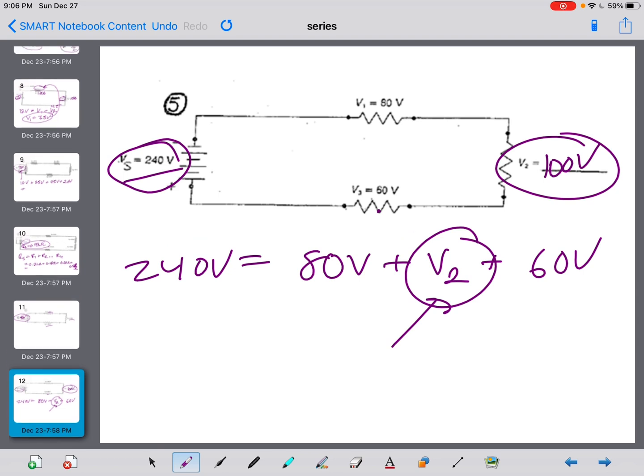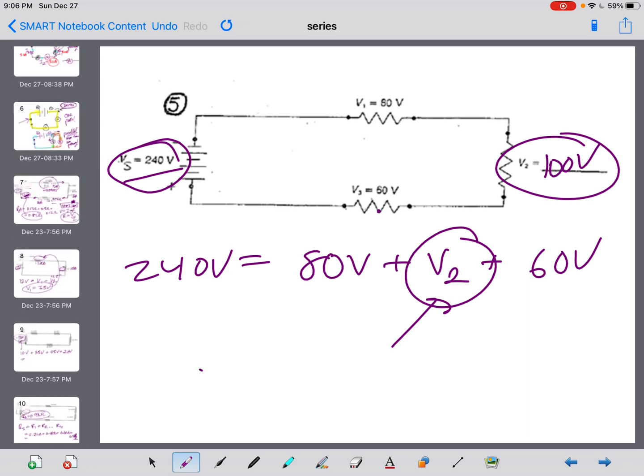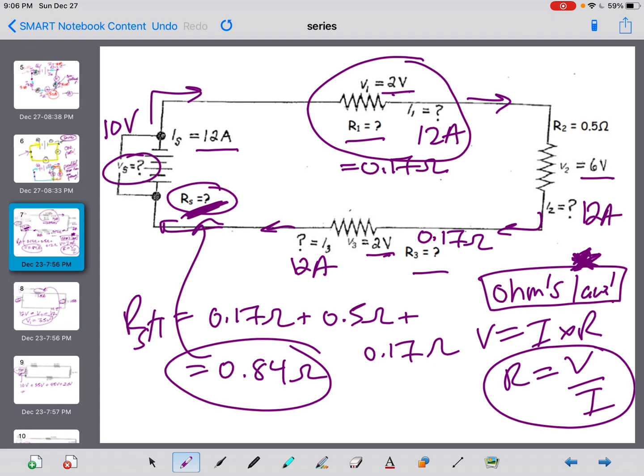Okay, so remember, none of these examples had Ohm's law incorporated except for that first one that we went through together. So remember, if you are missing more than one value, as long as you have 2 out of the 3 variables, you can always use Ohm's law. And that's series circuits.